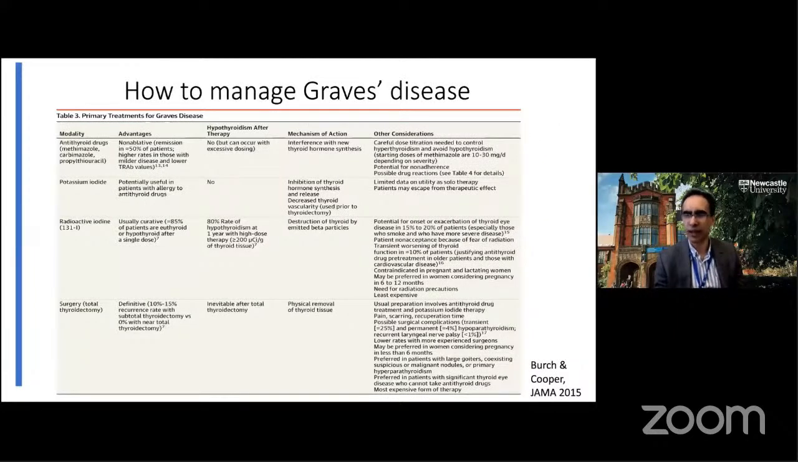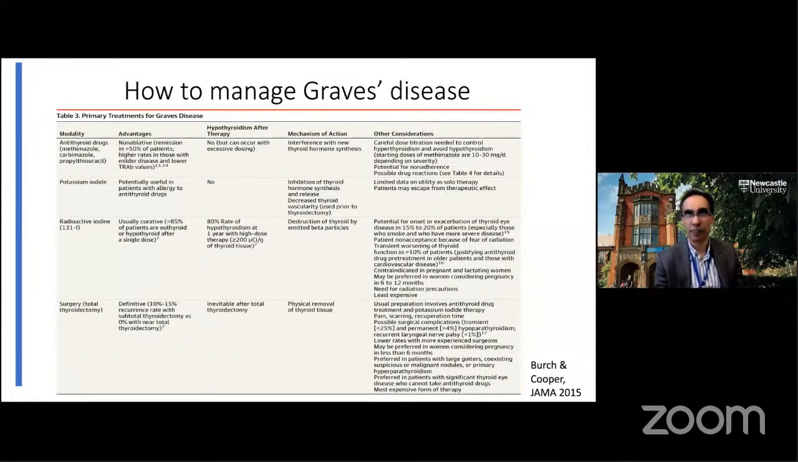This is from 6 years ago, but nothing has changed considerably since then. David Cooper and Birch published this in JAMA. So the primary treatments for Graves' disease still remain the same: antithyroid drugs; potassium iodide, which isn't really used a lot but can be a temporary stopgap measure until more definitive forms of treatment are utilized; radioactive iodine therapy; and surgery. I'll refer you to that paper. I'm not going to go into the details of this. There are pros and cons of each approach.